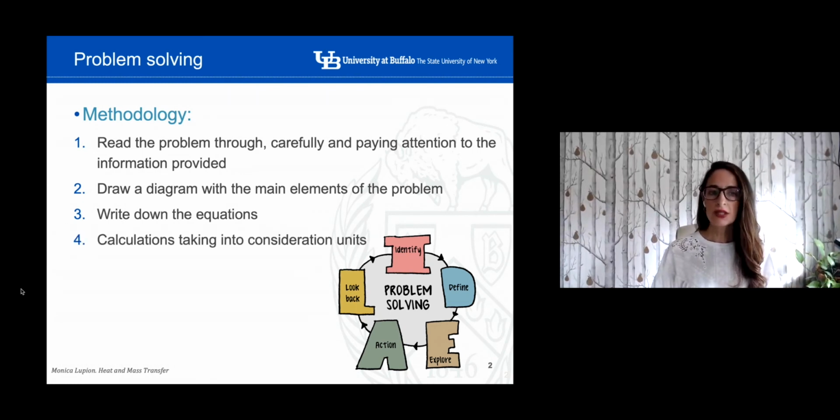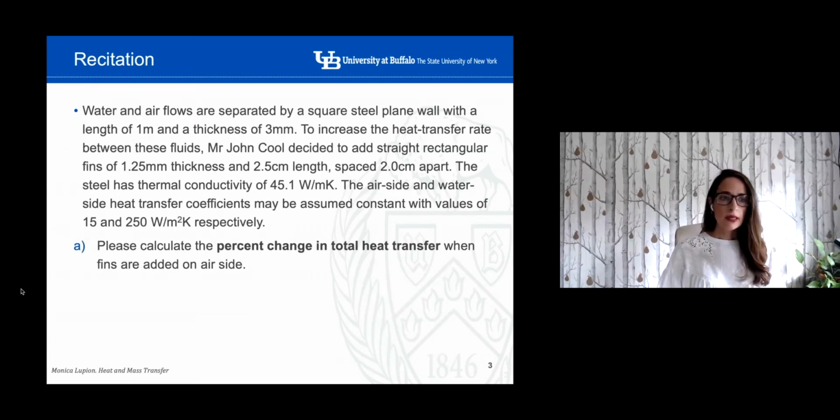Then do the calculations considering units. Do not forget, sometimes you have to convert units. If not, it's not only that you won't get 100% of the points, but also, since sometimes you have to use these values to get into a diagram, if you make a mistake, then the diagram will also be wrong, and it's like a cascade effect. And finally, please box the solution.